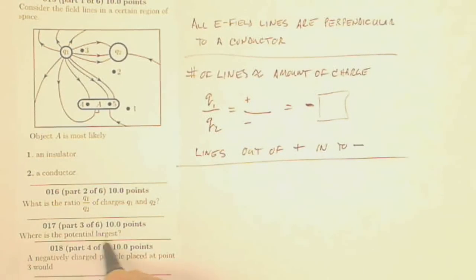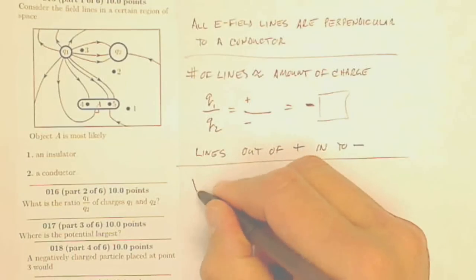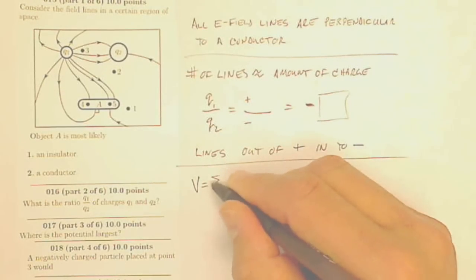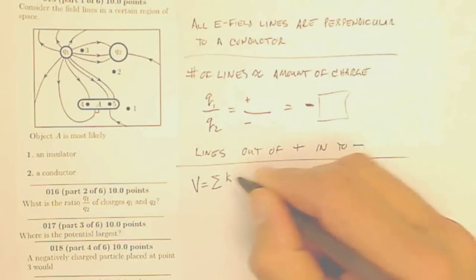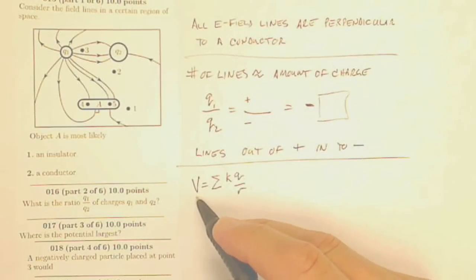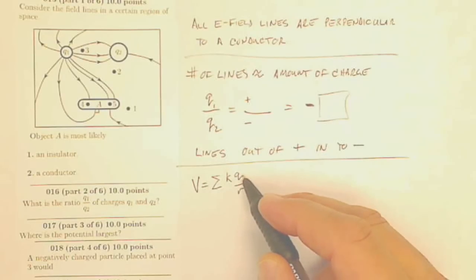Where is the potential the largest? The potential is the potential to have energy, how much energy it would take to bring a charge all the way there. And so my potential is going to be K times the sum of all the Q's over R's. So KQ over R. So the potential is going to be the greatest near a positive charge.